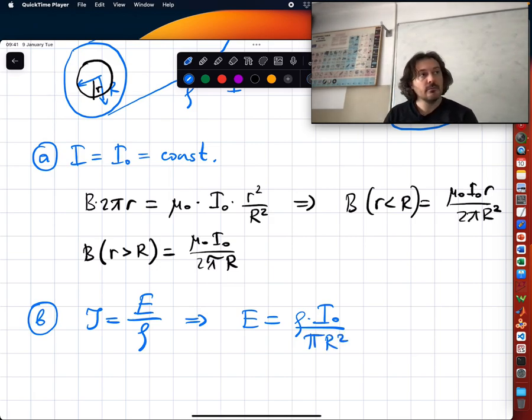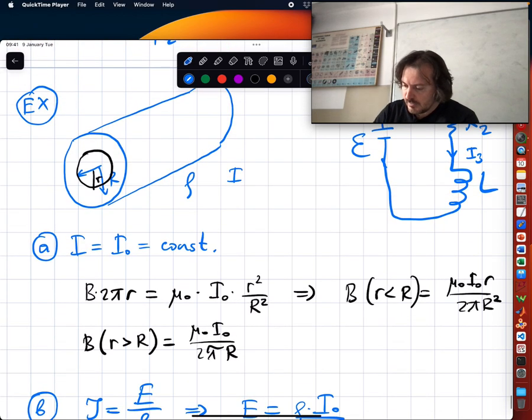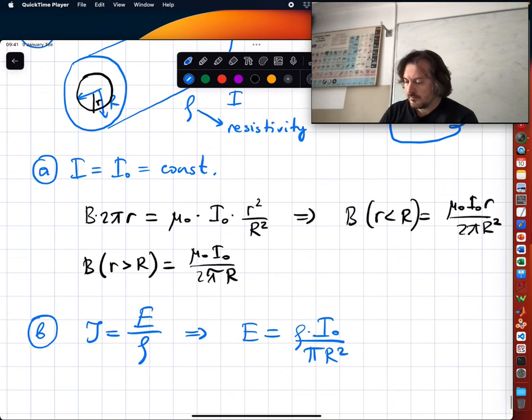Outside or inside? Rho is resistivity. Hocam, aren't we calculating the electric field inside? Inside. Then why is it capital R? Hocam, yes. Okay, you're right. Okay.